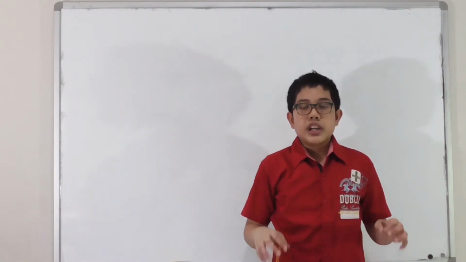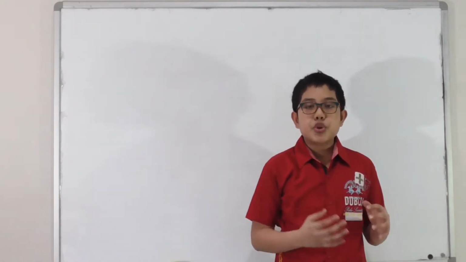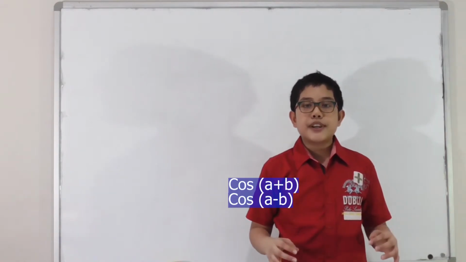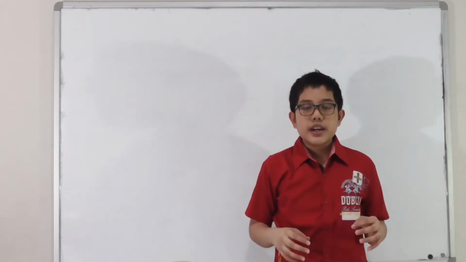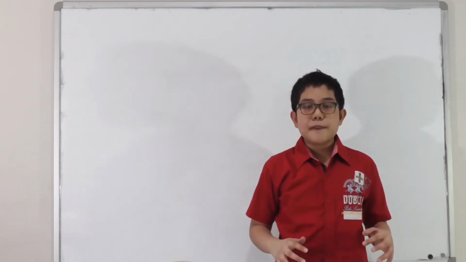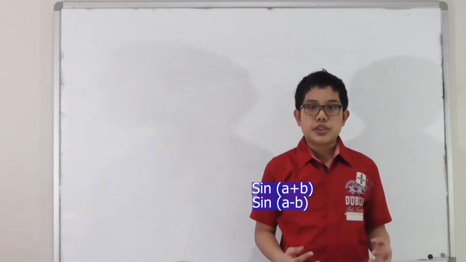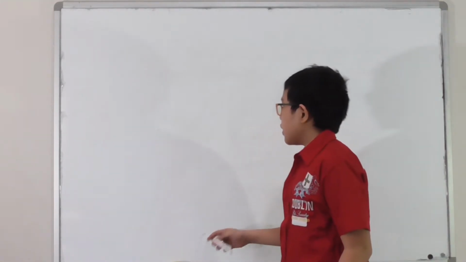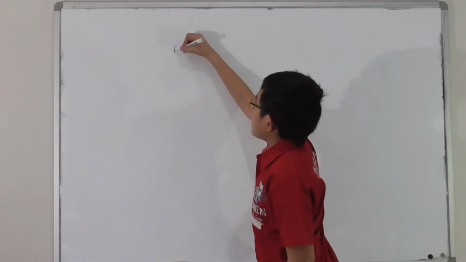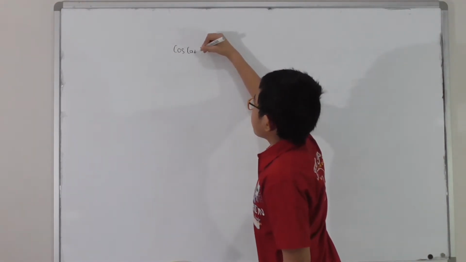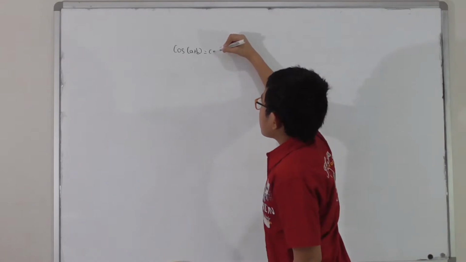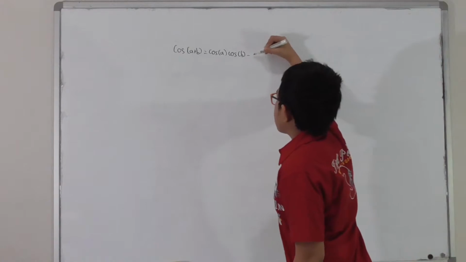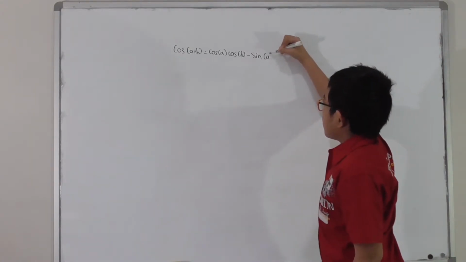In my previous video, I showed you the proof of the sum and difference identities for cosine of a plus b and cosine of a minus b. So then, let's use that information to solve for sine of a plus b and sine of a minus b. First things first, let's rewrite our cosine of a plus b. Cosine of a plus b is going to be cosine of a times cosine of b minus sine of a times sine of b.